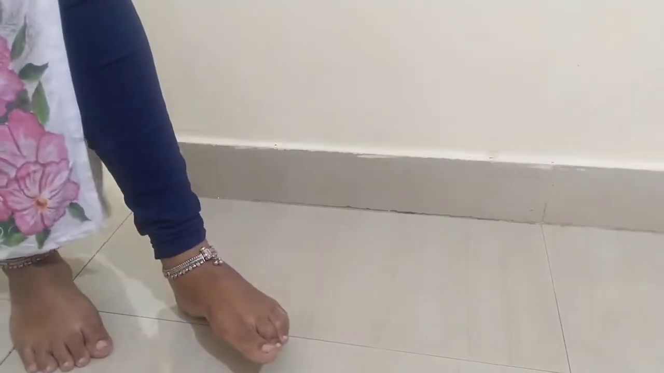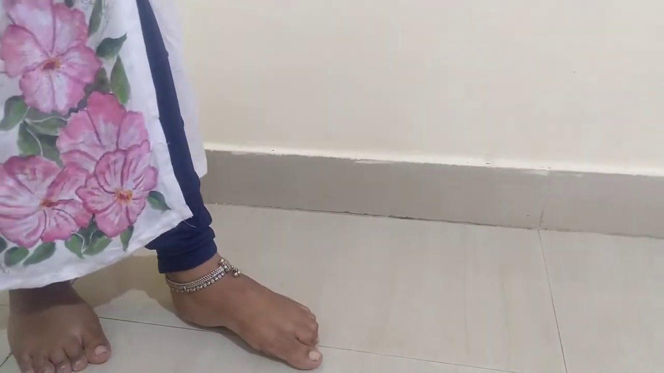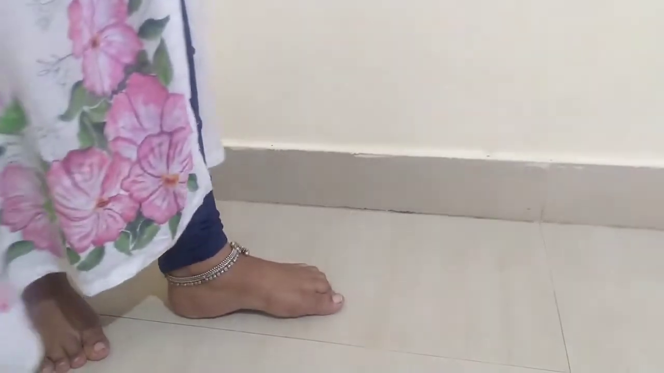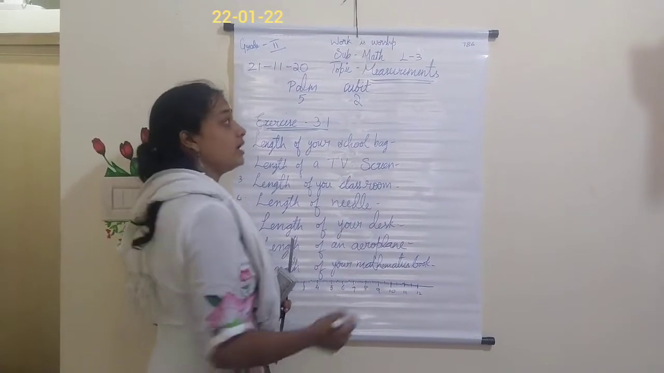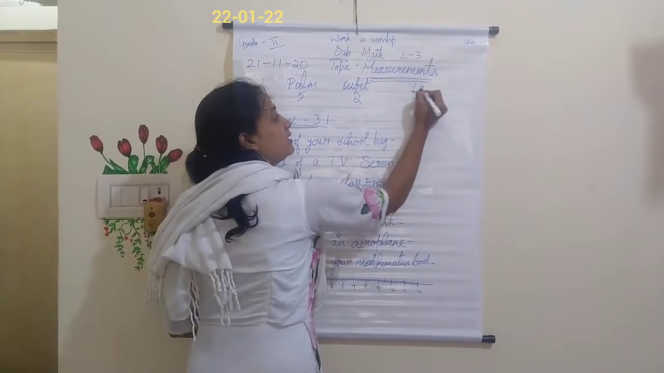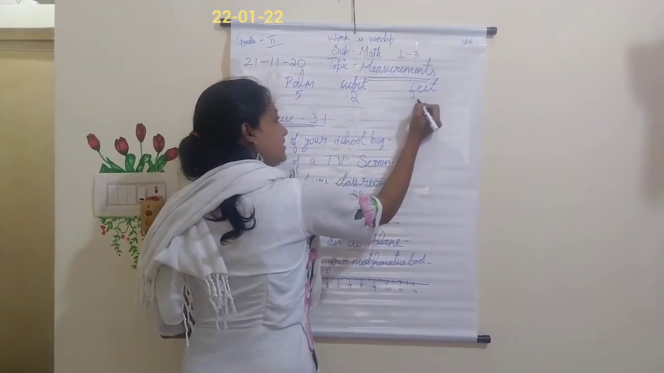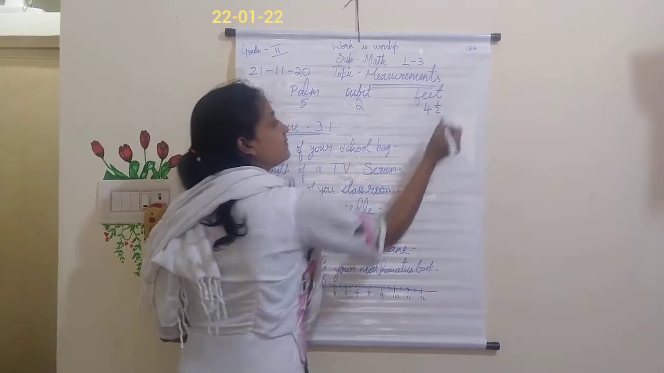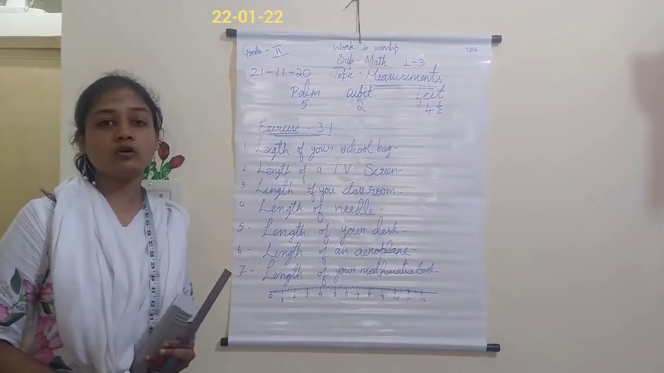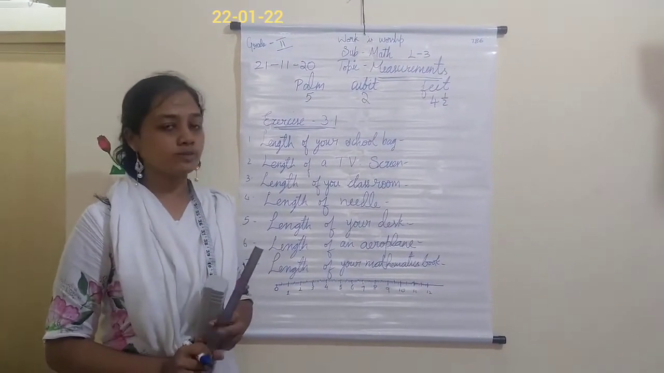So what is the length of the floor I measured now? It is 4 and half. So come to the board. I measured the length of the floor and how many foot did I get? So we say it as feet and I got 4 and half. This is how in olden days people used to measure.